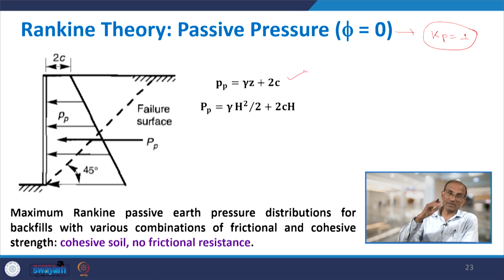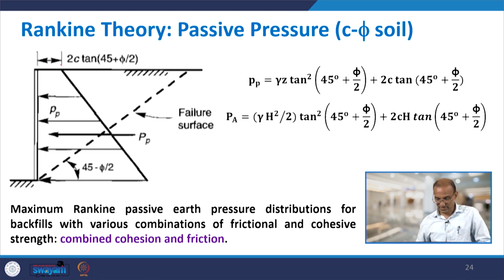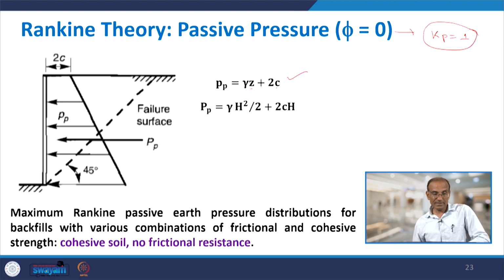Now, in this case you will not get any tension cutoff because both terms are plus. Even at the top, when z equal to 0, you get Pp equal to 2c, which is positive, not negative like the earlier case. The angle which makes the failure surface will be 45 degrees for phi equal to 0, and Pp in this case will be given by gamma h square by 2 plus 2ch. So naturally, when phi equal to 0, the c will increase the value of Pp.